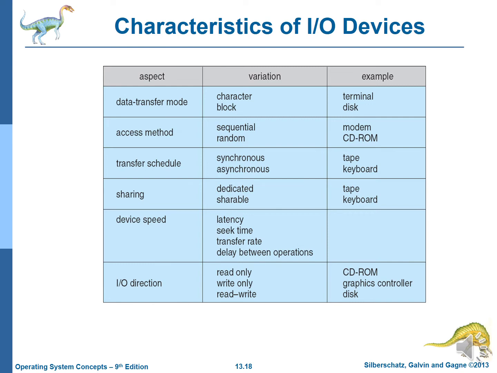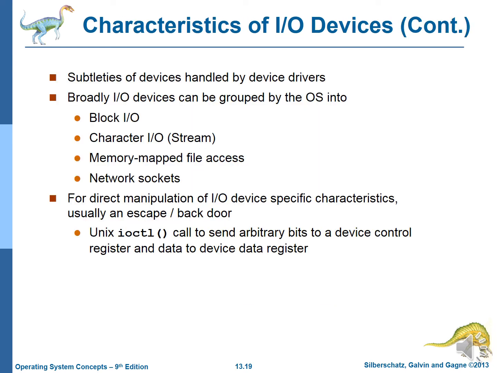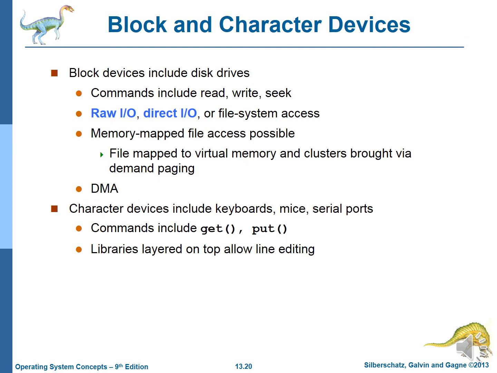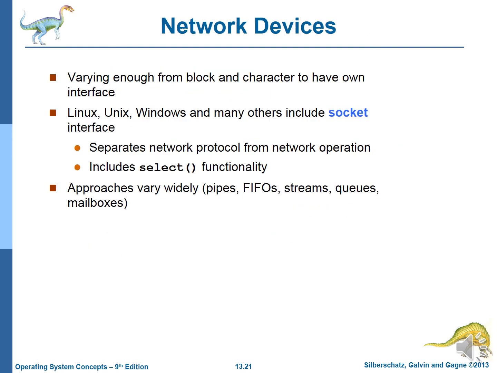CD-ROM, graphical control disk. Characteristics of IO devices may be block IO, character IO, memory mapped file access, network sockets. Block and character devices include read, write and seek, raw IO and direct IO. You can have DMA. The character devices include keyboard, mouse and serial ports. So the commands will be get and put.